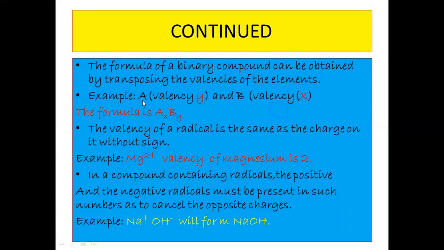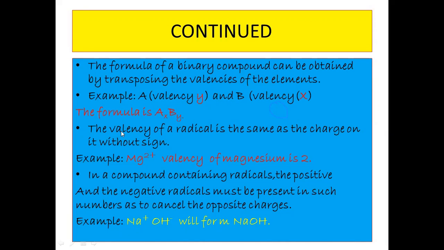Suppose we have an element A that has valency Y and an element B that has valency X. These are the two elements forming a binary compound. So their valencies would be exchanged, right? The valency X would go to A and the valency Y of A would go to B. So what is the formula that is obtained? AX BY, because the valencies have been exchanged or transposed, and it leads to the formation of that binary compound.